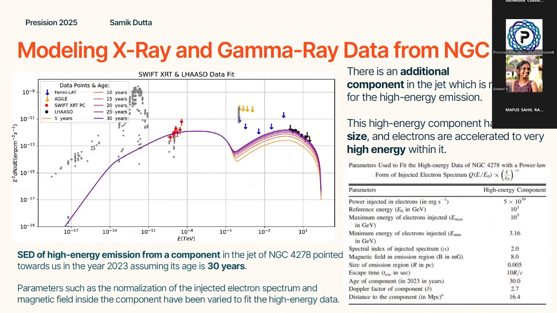So now the X-ray and the gamma ray modeling is basically what we say is there is an additional component in the jet which is responsible for such a high energy emission. This component is around the age of 30 years, which is comparable to our youngest radio emitting component. And we have basically used the same model for the radio components as well as for this. And these are our parameters for such a component within the jet.